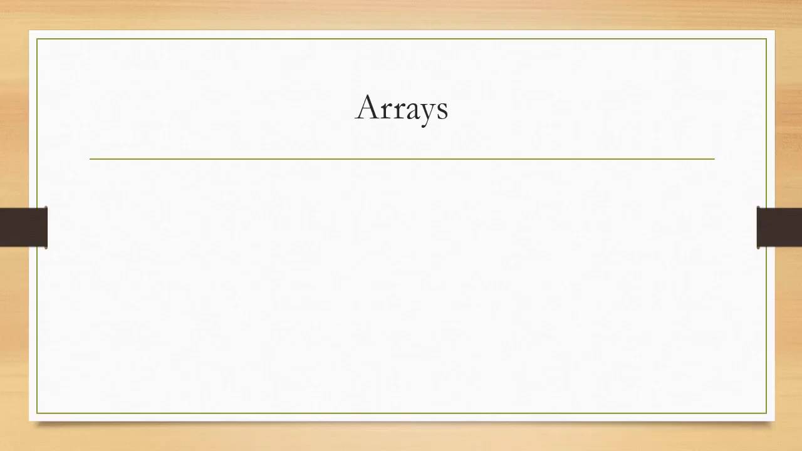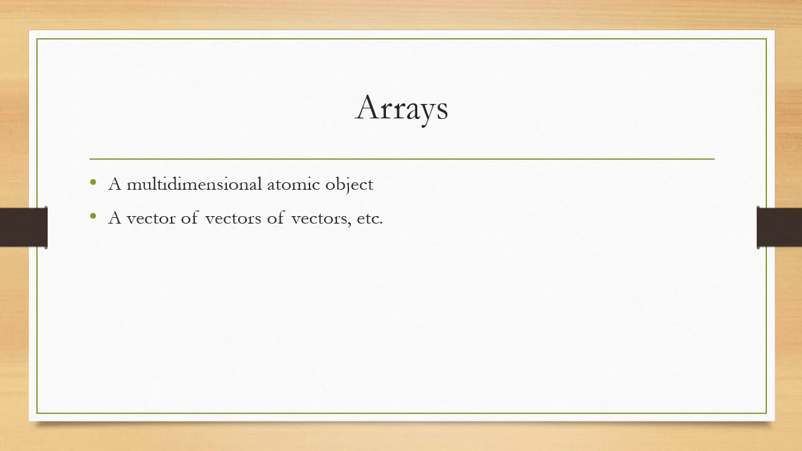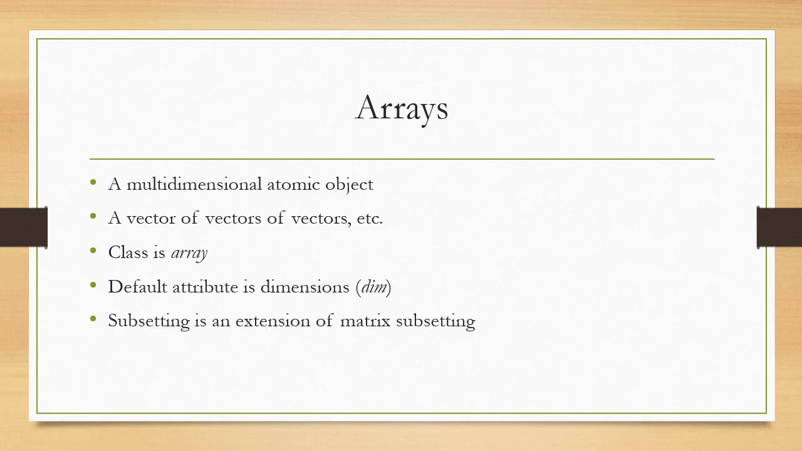So the characteristics of arrays. It is a multidimensional atomic object. It is a vector of vectors of vectors, and so on, depending upon how many dimensions you have. For 2 dimensions, it's a vector of vectors. For 3 dimensions, a vector of vectors of vectors, and so on. The class is array, and the default attribute is dimensions. Subsetting is just an extension of how we subset with matrices. And mathematical operations apply across all the elements of an array.